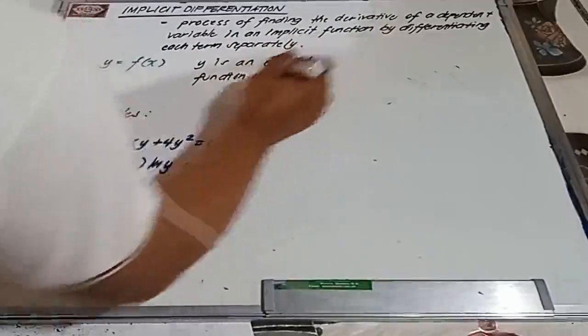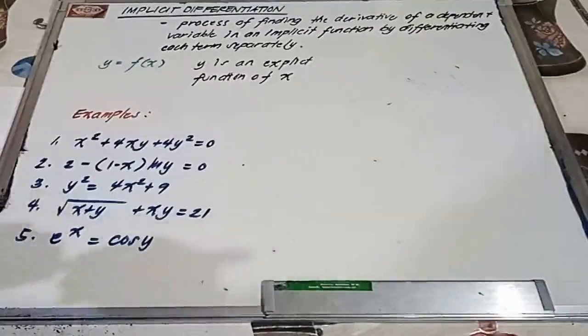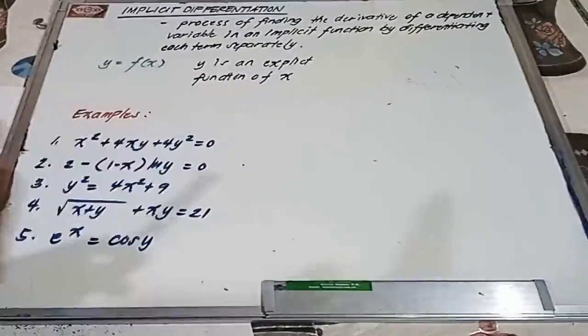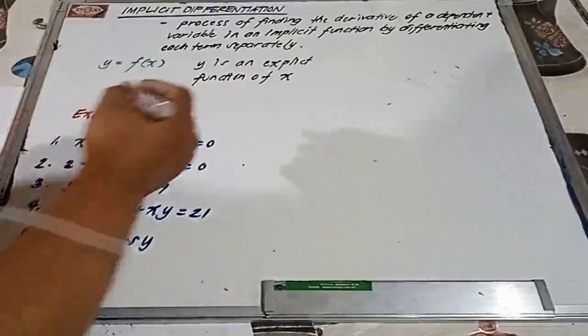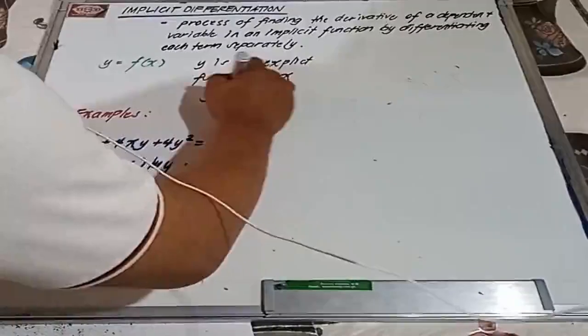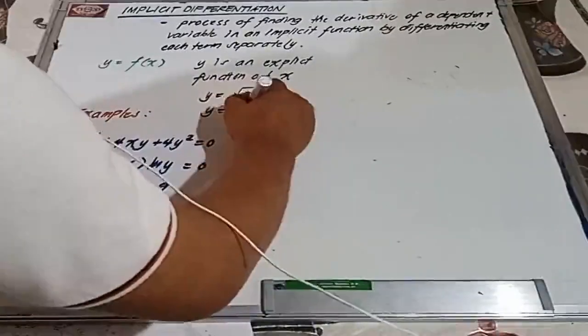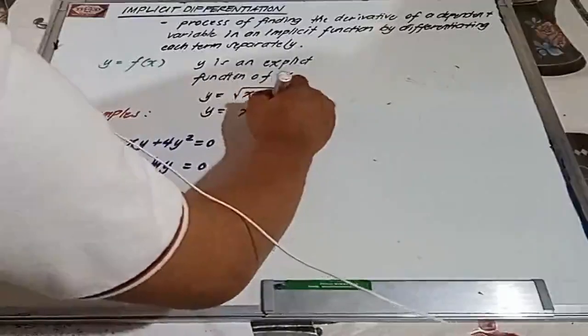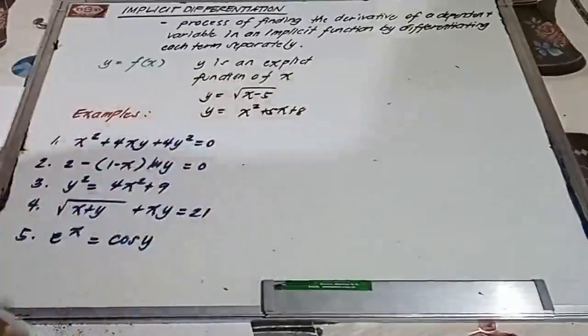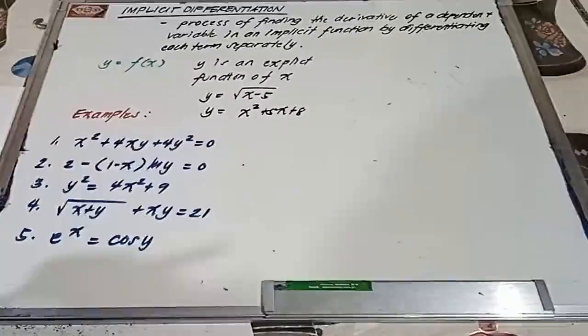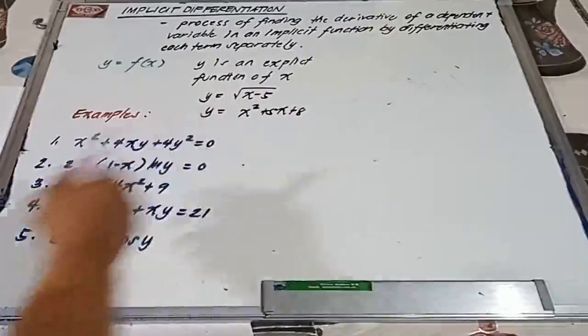Ibig sabihin yan, yung ating y ay nasa left side of the equation at yung mga nasa right side natin ay expression consisting of x terms only. Kagaya nito: y equals square root of x minus 5. y equals x squared minus 5x plus 8. Yung function na yan is written explicitly.